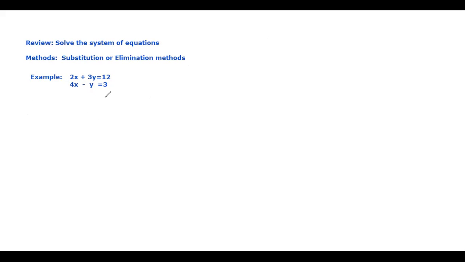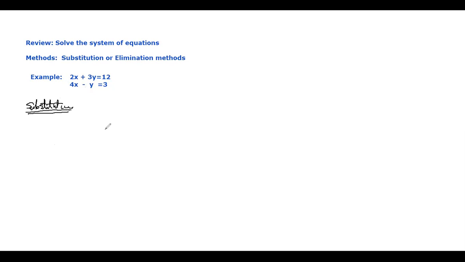Okay, so let's take a look here. I'm going to use this example to show you what I mean by the elimination method and the substitution method. So let's do the substitution method first. The substitution method is basically that I substitute one of the variables into the other equation. So the trick here is which variable to use.